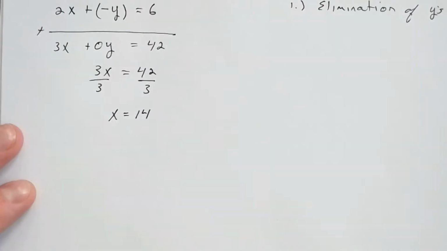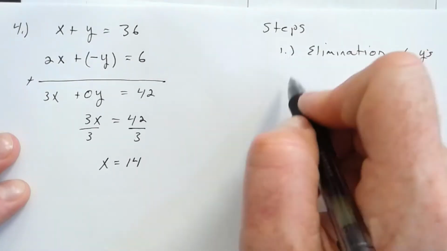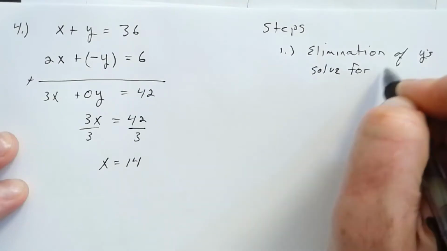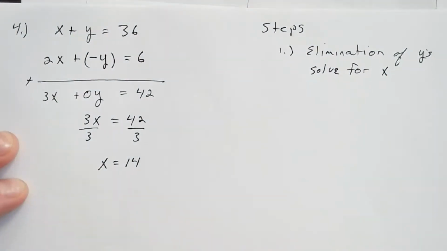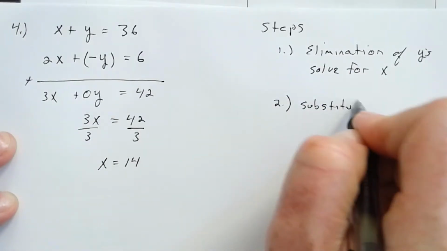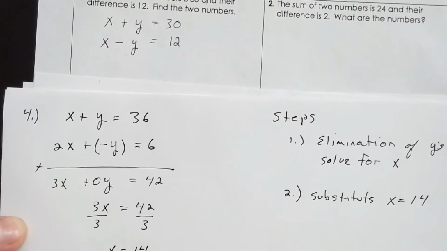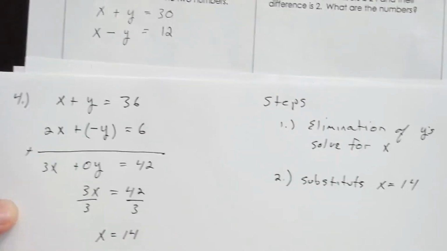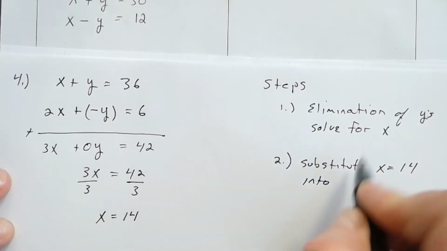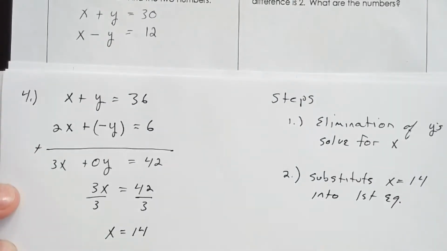So the first number we're looking for is 14. And then we're going to substitute x is equal to 14 into the original equation. Which one do we want to substitute it into? X plus y. The top equation. Okay, so we're going to substitute this into the first equation because they're all just 1, 1, and then 36, so low numbers.